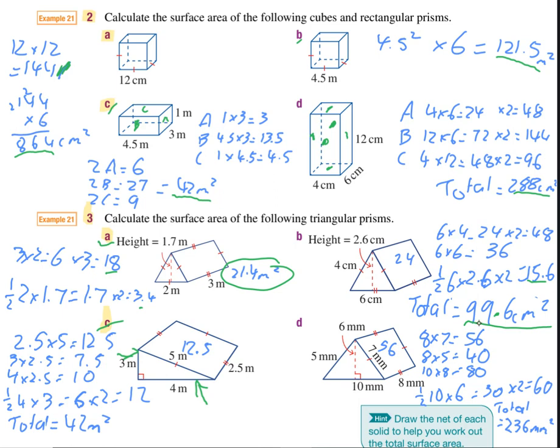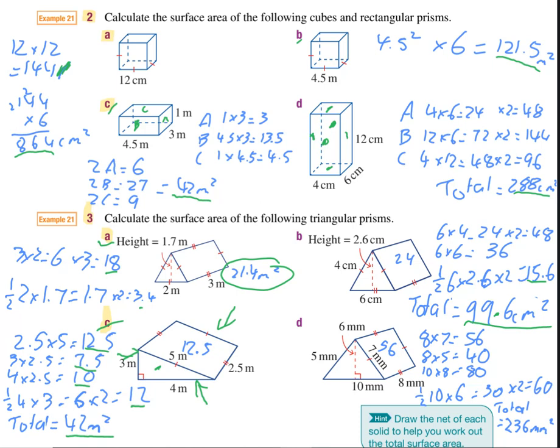Then you've got your triangle parts. Half base times height. Half of 4 times your height of 3 equals 6. And there's one on this side and there's one on the other side. So you've got to double your 6. That gets you 12. You add up all of those 4 numbers, and that will get you your answer of 42. That is the answer there, 42 meters squared.